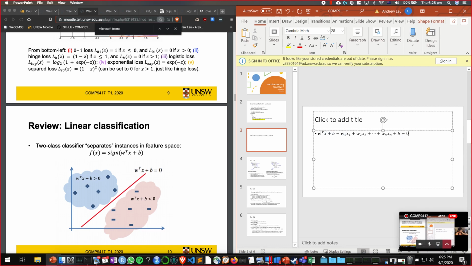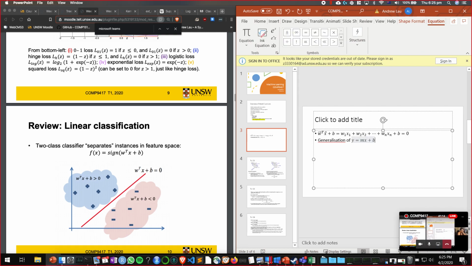This is a generalization of y equals mx plus b, right? That's a line, you have a plane, and then you have a hyperplane when you get many more dimensions.